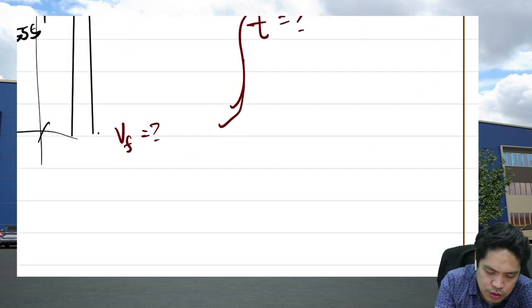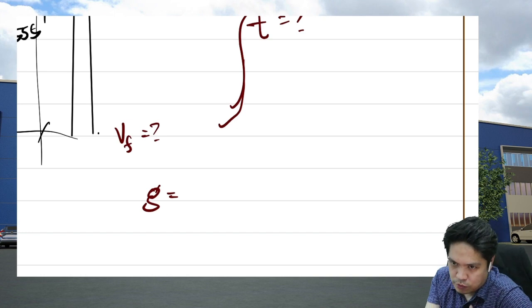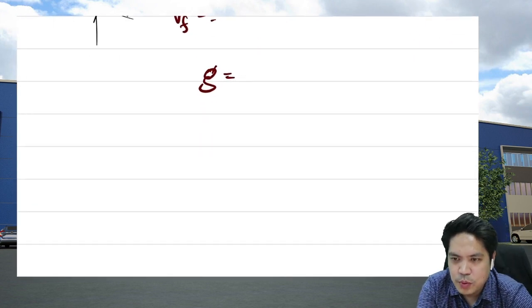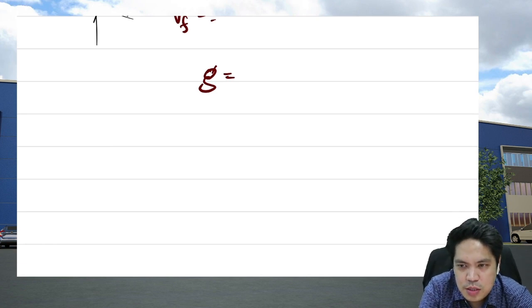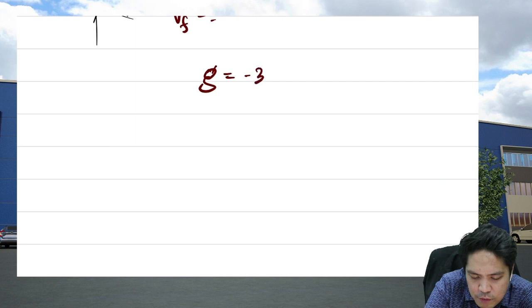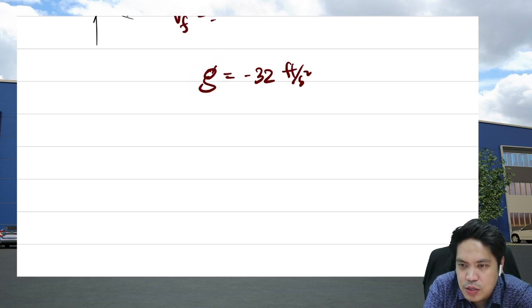We know that the acceleration due to gravity, if this is free falling, has no other influence here because there is no air resistance, just the gravity. The acceleration due to gravity is negative 32 feet per second squared. Okay? Remember that acceleration is the derivative of the velocity, and the velocity is the derivative of the distance.